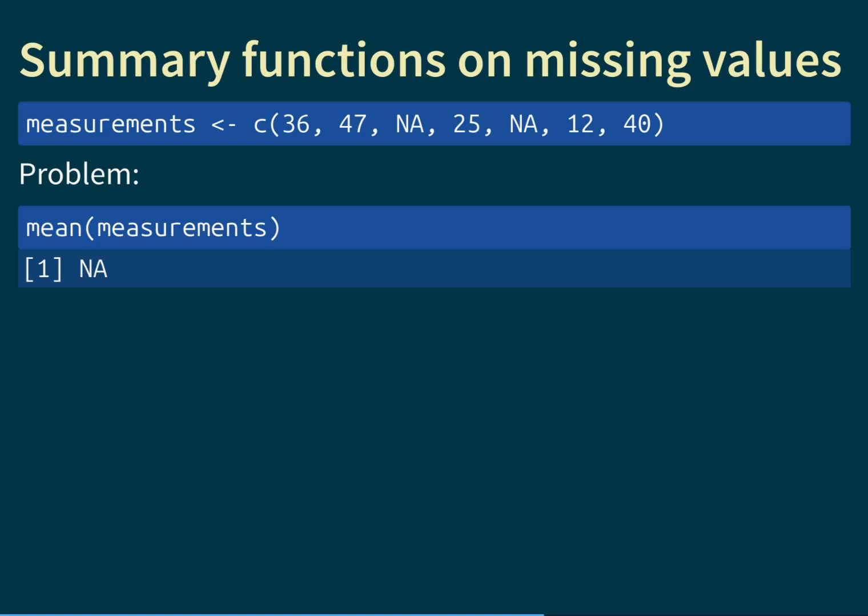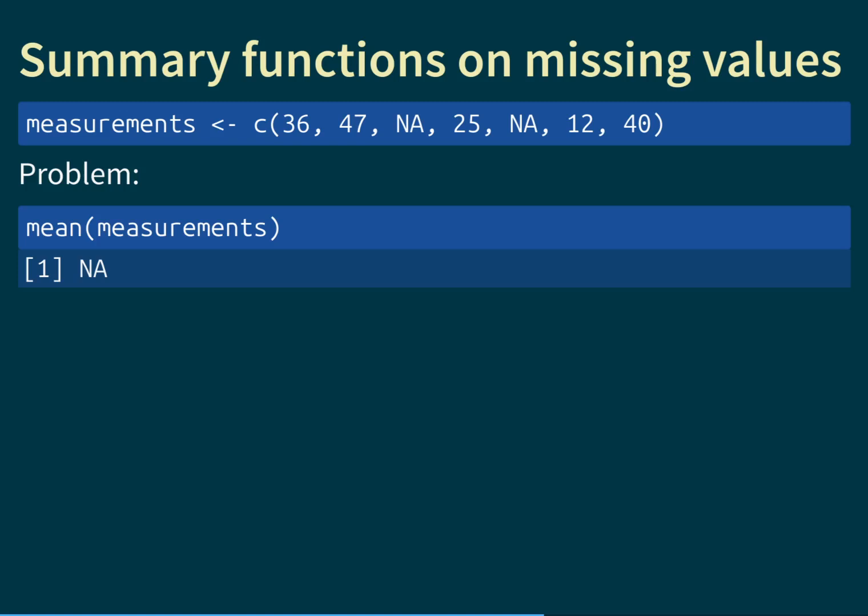So here's a little example. We call a vector measurements, which represents measurements of something, doesn't matter what it is. It's simply a vector comprising the numbers 36, 47, and then there's a missing value, then there's 25, then there's another missing value, then there's 12, and finally there is 40. And if we try to take the arithmetic mean of all of these values, then what we get back is an NA, a missing value.